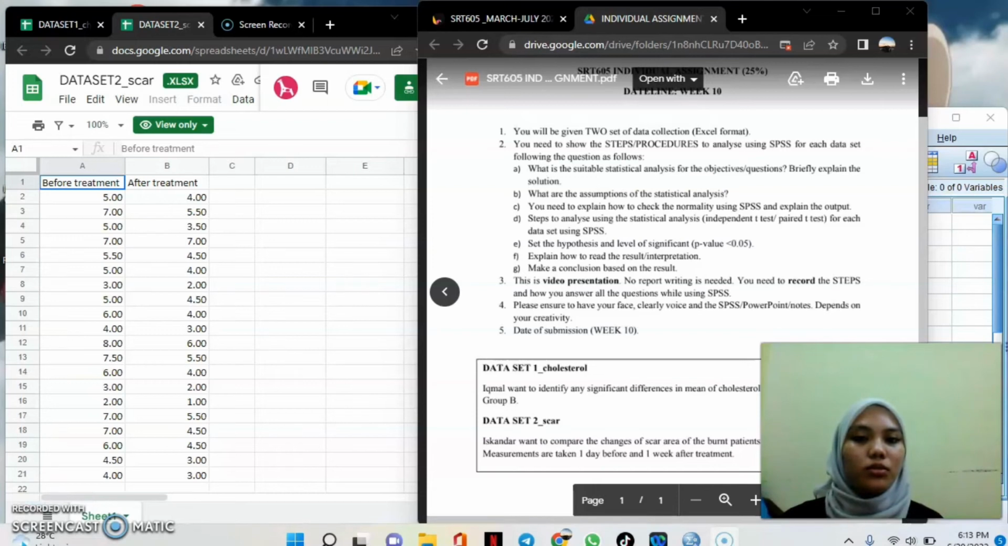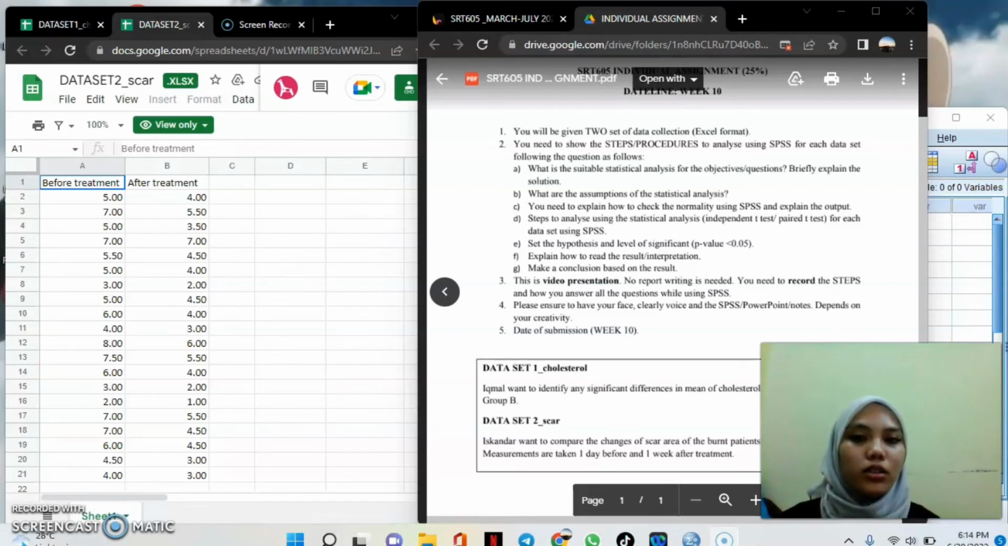Okay, so we proceed to the data set 2_scar. Iskandar wants to compare the change of scar area of the burn patient before and after treatment. Measurements are taken 1 day before and 1 week after treatment. For question number 1, what is the suitable statistical analysis for the objective question?